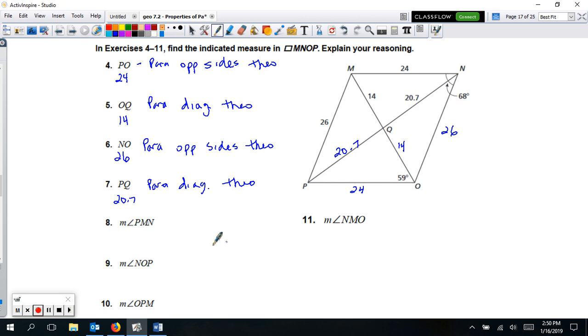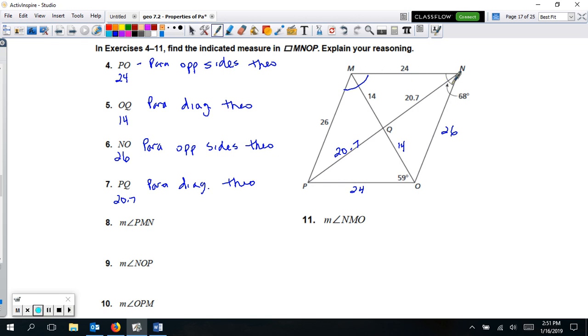Now we go into some angles here. So angle M, or PMN. So PMN, that's this angle right here, this big one right there. Now if we look at the opposite one, the opposite says 59. The answer is not 59 for this one because that's only part of this angle. It's not the whole thing, it's just this little piece. So we want to look at this angle over here. This is the whole angle, and it says it's 68.